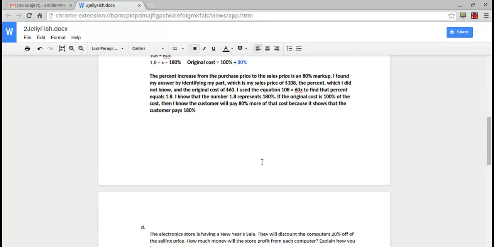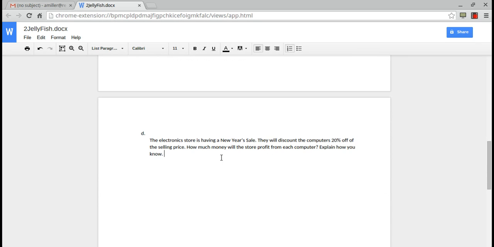And then the last part, the electronics store is having a sale. They will discount the computers 20% off the selling price. How much money will they make from each computer? And this one I don't think says explain how you know anymore. So I can't get rid of these letters.